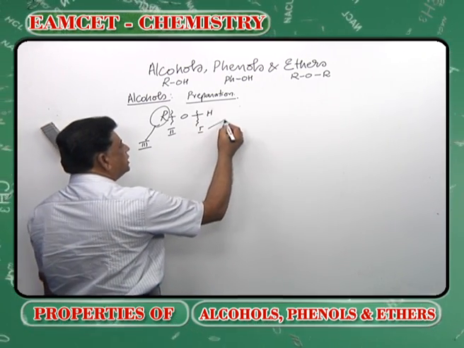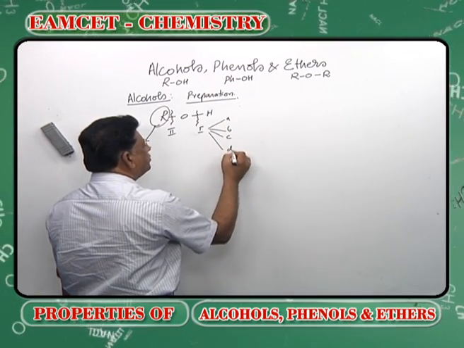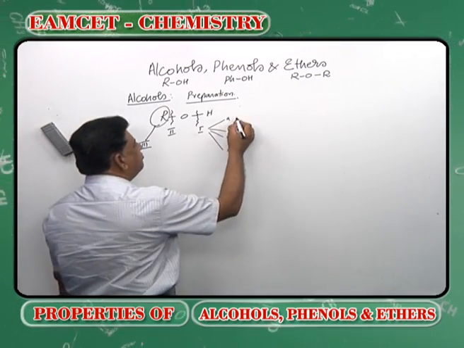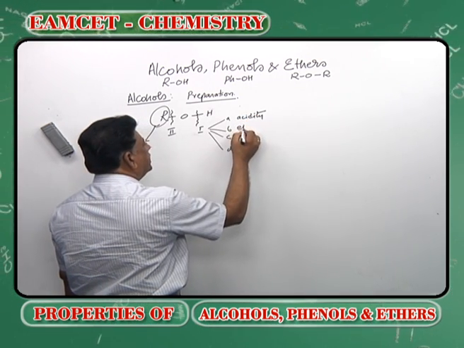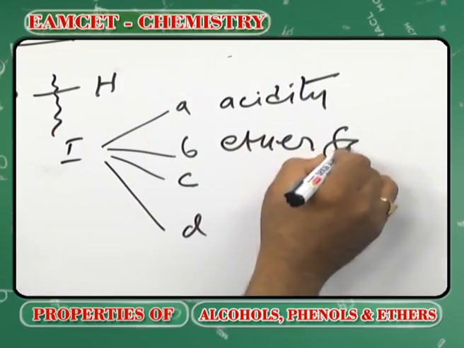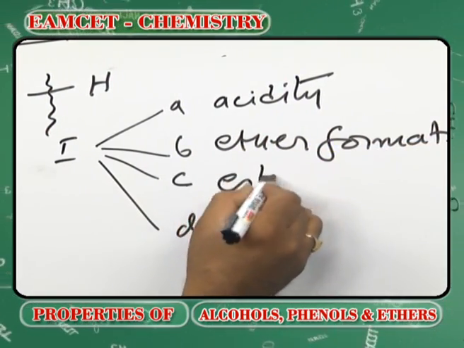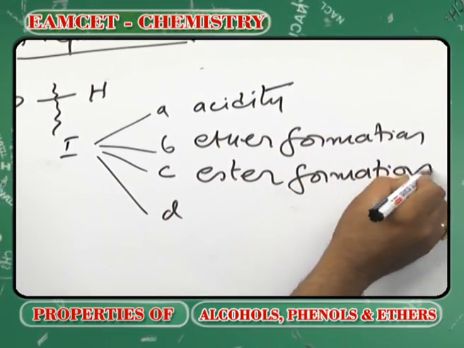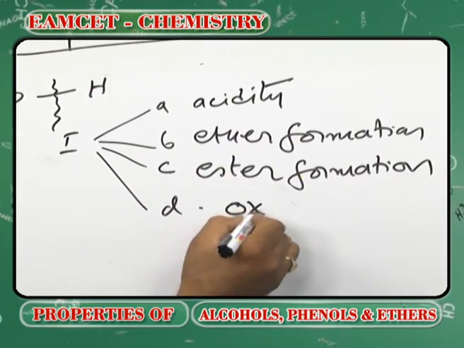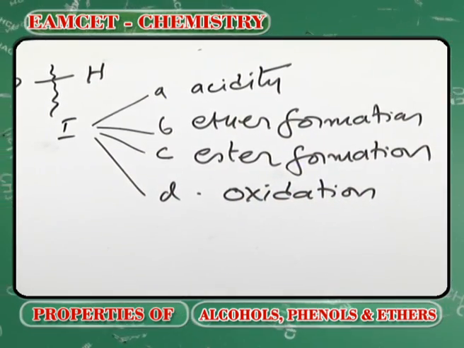In the first type, once again we have A, B, C, D, four types of reactions. First one may be called acidity. Second one, ether formation. Third one, ester formation, and fourth, oxidation. These are the four types of reactions.